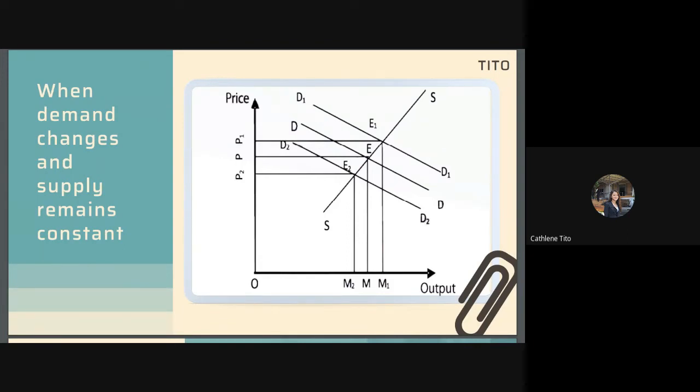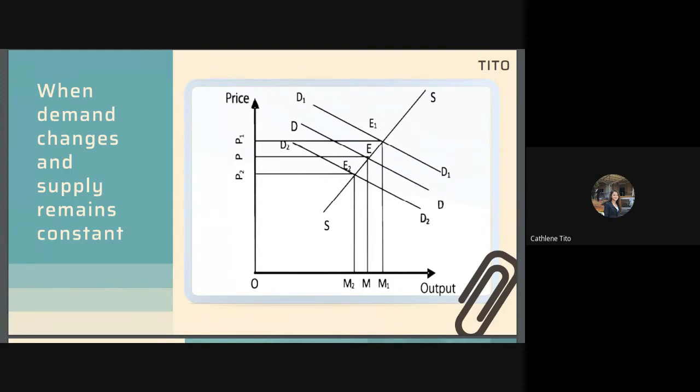The diagram shows a constant upward sloping supply curve as well as both a positive and negative shift in demand curve D. The positive shift is the one going up from D to D1, or from E to E1, which resulted in an increase in the price from P to P1, as well as an increase in output from M to M1.